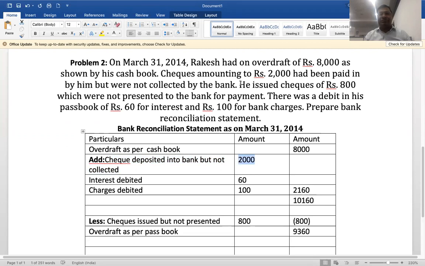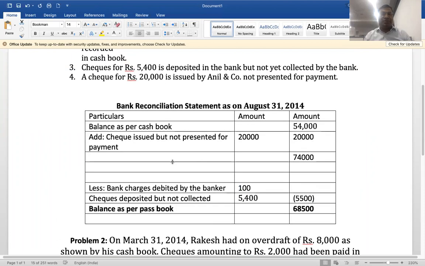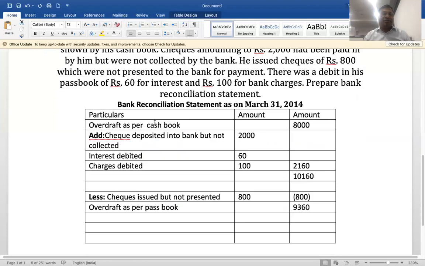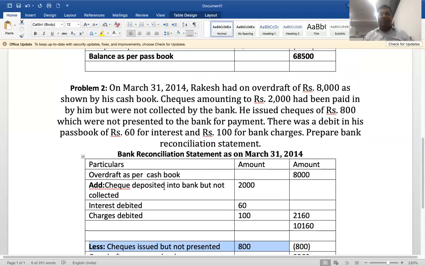Next, he issued a check of 800 which is not presented for payment to the bank, right? What did we do with this when it was favorable balance? Checks issued but not presented for payment was added. But now it is overdraft. When it is overdraft, the same is reversed. It was added earlier, now it is deducted. Checks issued but not presented, 800.